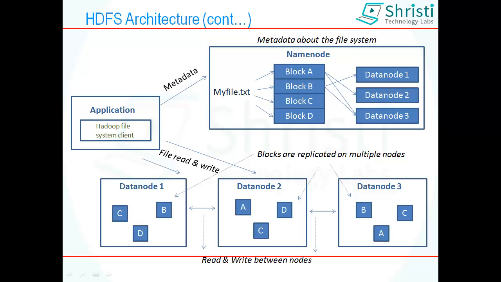So this is a data node, and this is the name node. The data node contains the actual blocks. Block A is stored in 2 and 3, so the replication factor is 2 here, and block B is also stored in 1 and 3. So the name node has the metadata, not the actual data. That's why if this goes down, the whole thing is gone.